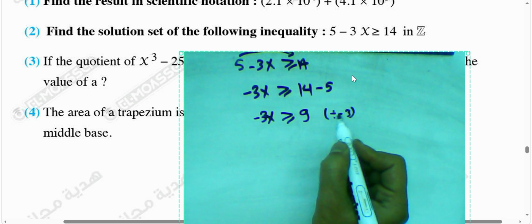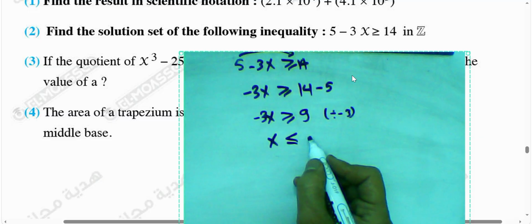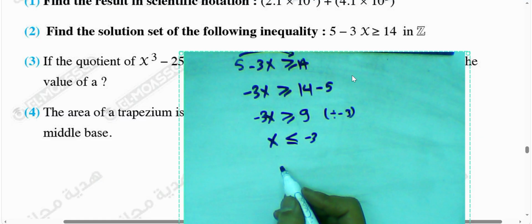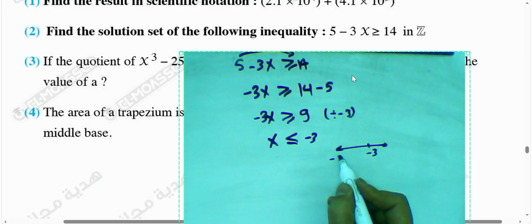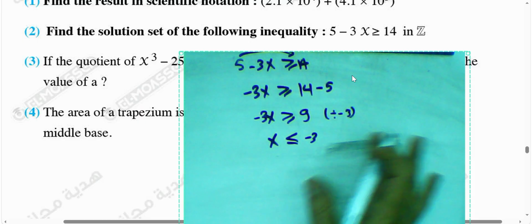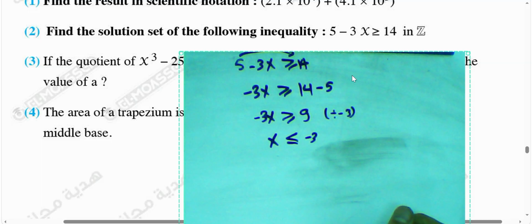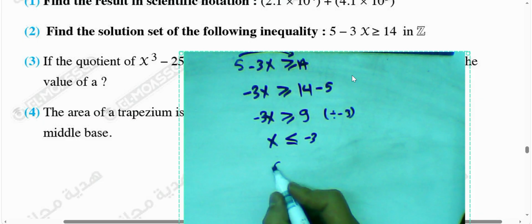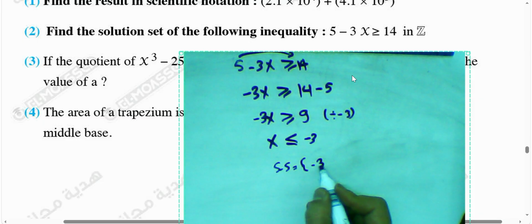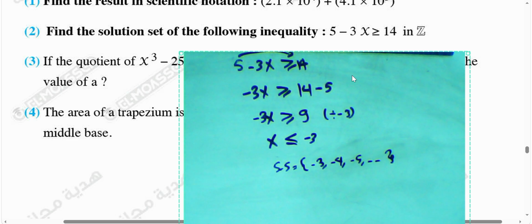And then we can divide by negative 3 and change the direction. 9 divided by negative 3 is negative 3. X less than or equal to negative 3. We have negative 3 here and negative 20. No. He wants to find the solution in integers, not real numbers. In integers here, who can tell me the steps? The solution set is less than or equal to: -3, -4, -5 to -infinity. Okay.